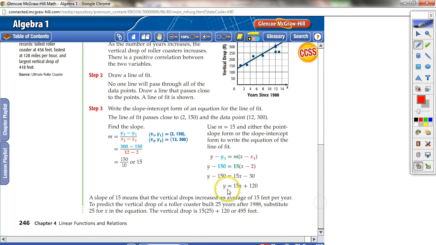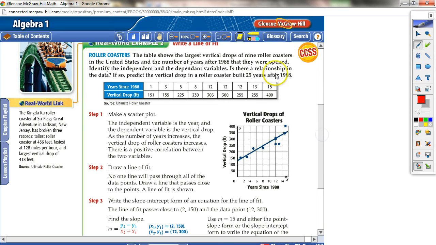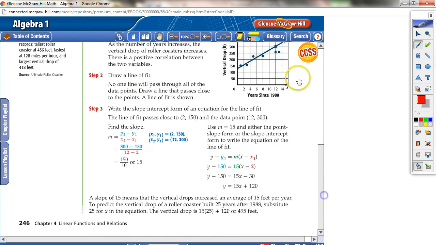With this equation, what are you going to do? They wanted you to predict how many feet it's going to be after 25 years. So if this trend continued, 25 years will be about here. It's going to reach a lot higher. So instead of x, you're going to put 25. 15 times 25 plus 120. So we're going to predict it's going to be about 495 feet, 25 years after 1988.